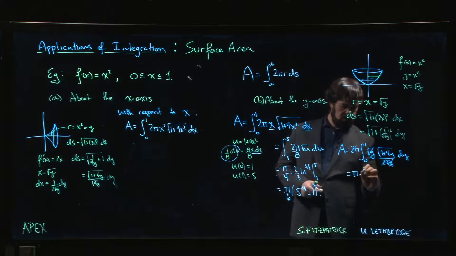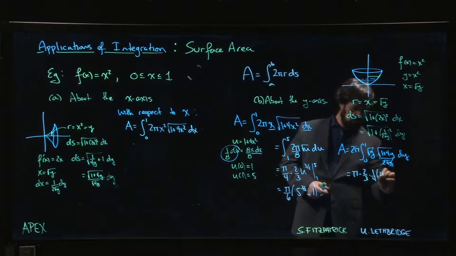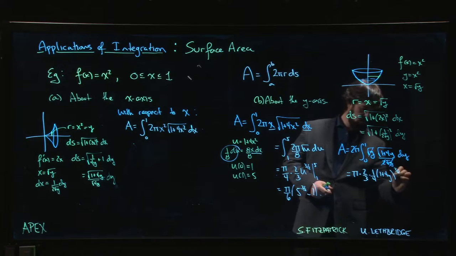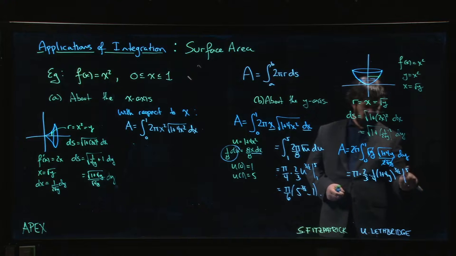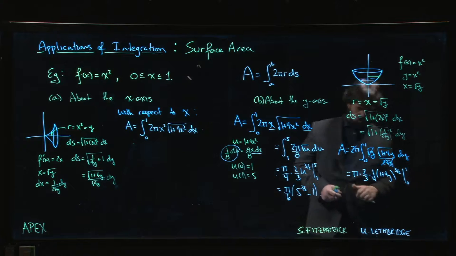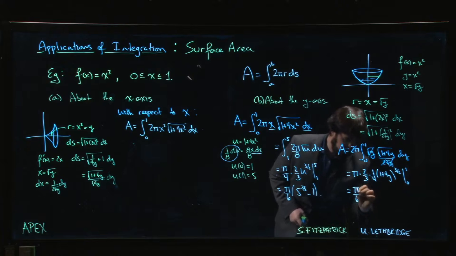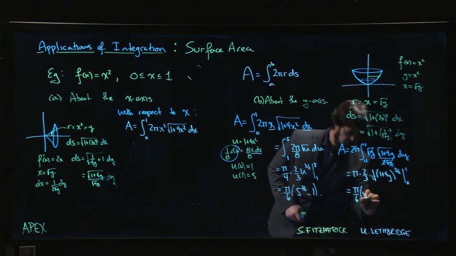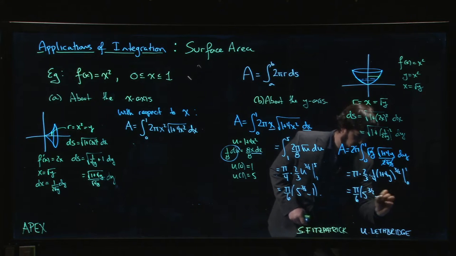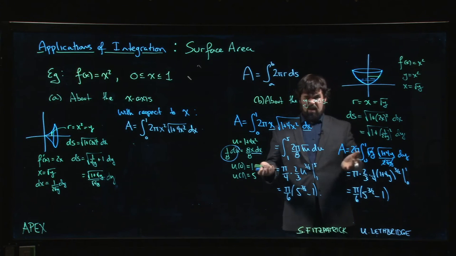This is going to be pi times 2 thirds times 1 quarter times 1 plus 4y to the 3 over 2. Evaluate from 0 to 1, because we didn't actually bother substituting. Okay? And so that gives me pi over 6, right, if we simplify all of this. And then put in the 1, we get 5 to the 3 over 2, put in the 0, we get 1. Same answer, right? Either way, not so bad.